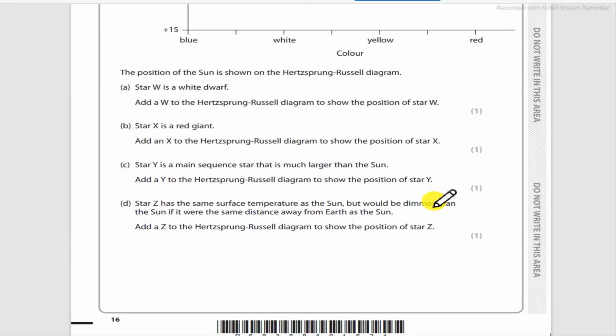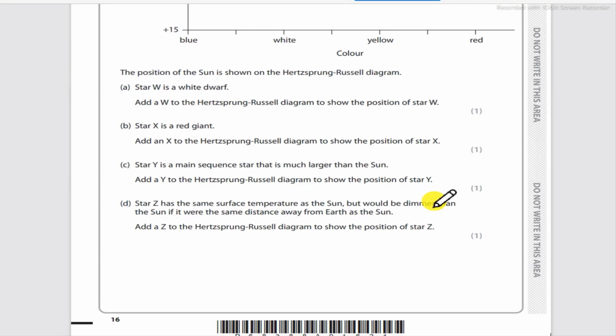Star W is a white dwarf. Add a W to the Hertzsprung-Russell diagram to show the position of the star W. Star X is a red giant. Add an X to show the position of the star X. Star Y is a main sequence star that is much larger than the sun. Add a Y to show the position of the star Y.